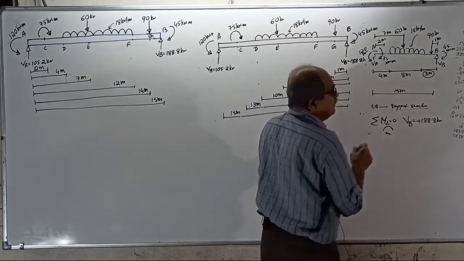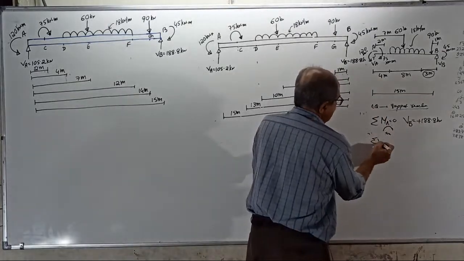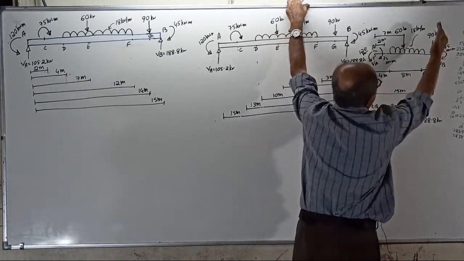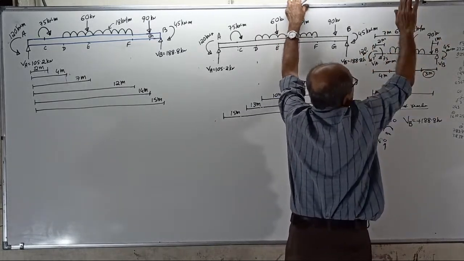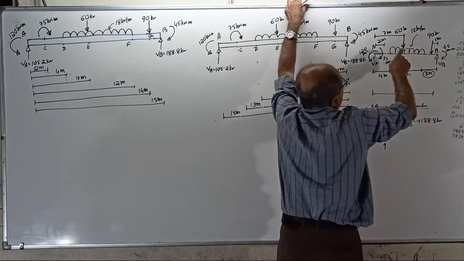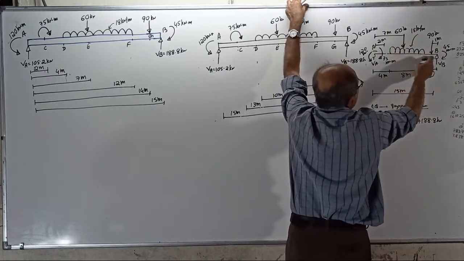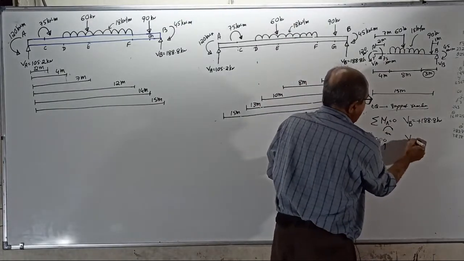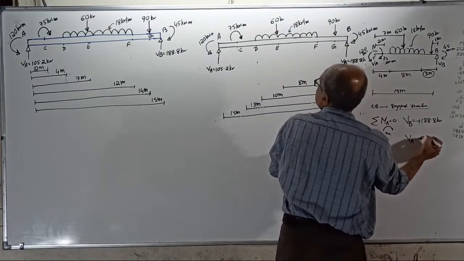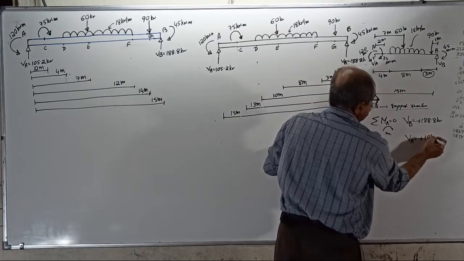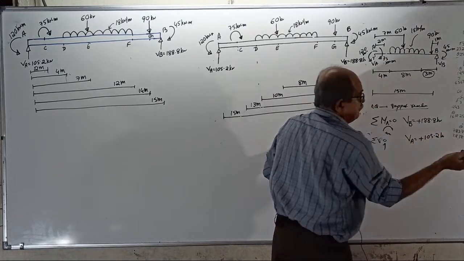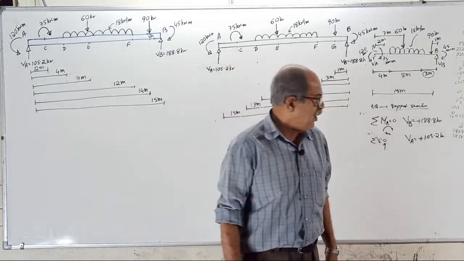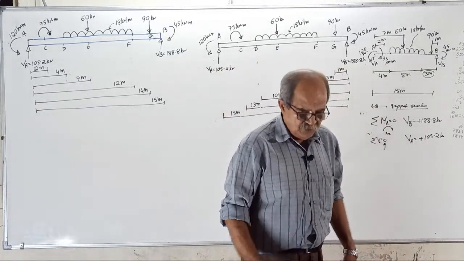Okay, then sigma V equal to 0. Apply sigma V equal to 0, upward positive. Plus VA plus VB minus 60, any order, minus 90 minus 18 into 8 equal to 0. Couples are not considered. You will get the value of VA equal to plus 105.2 kilonewton.